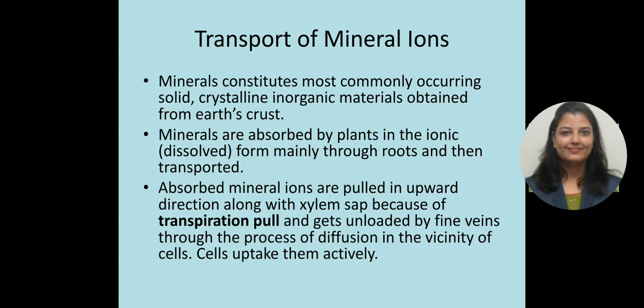The absorbed mineral ions are pulled in the upward direction along with the xylem sap because of the transpiration pull. What is transpiration pull? It's when the water is pulled upward passively against gravity, and then it gets unloaded by fine veins through the process of diffusion in the vicinity of cells. The cells then uptake them actively.